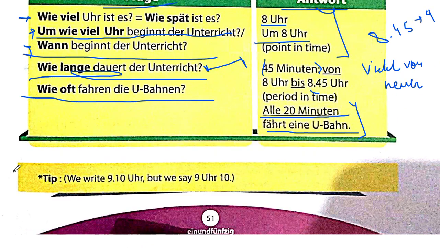Okay. So here we have a tip. We write 9.10 Uhr, but we say 9 Uhr 10. 10 is 10. Okay. 9 is 9. For this, you need to have your number concepts clear.